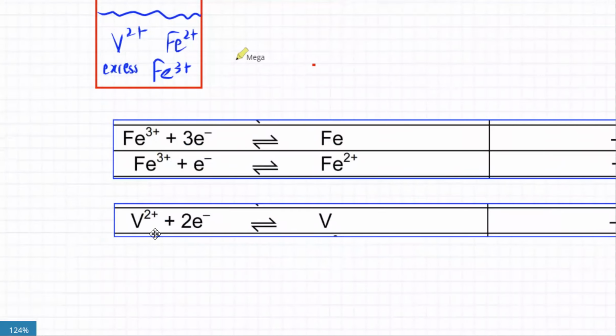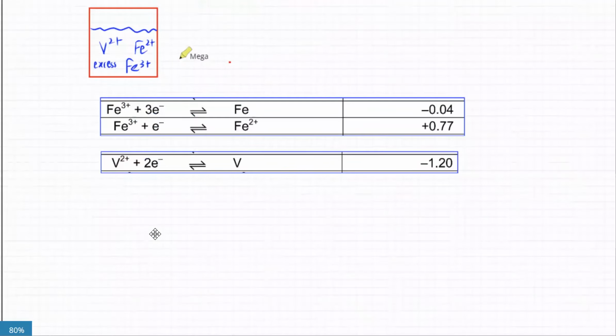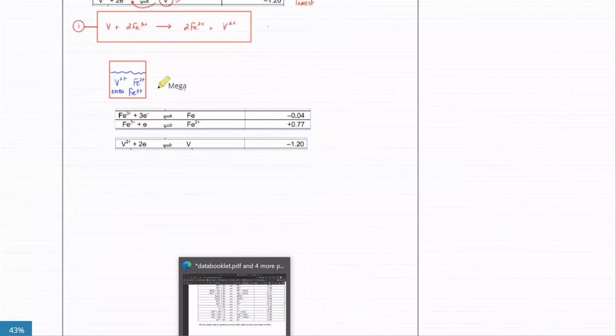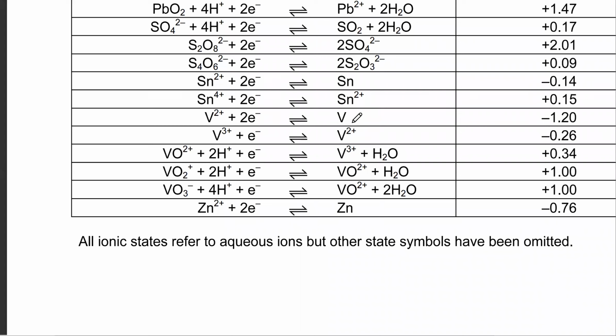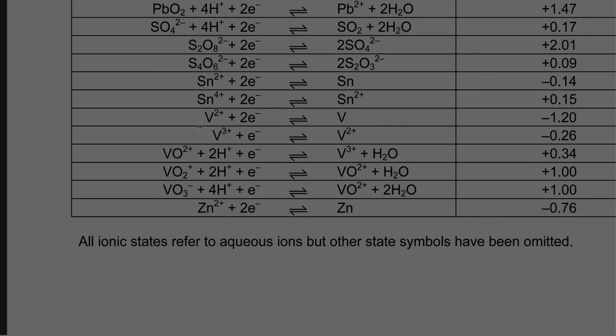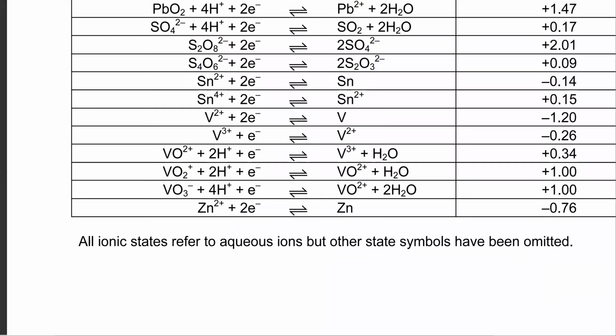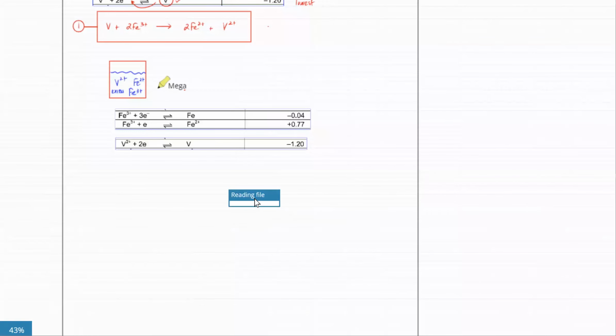But I'll open the data booklet and see if there are more such equations. For V2+, you would notice there's another equation with V3+. So I'm going to copy all equations that involve V2+. Let's copy this one, minus 0.26. So here's another one.